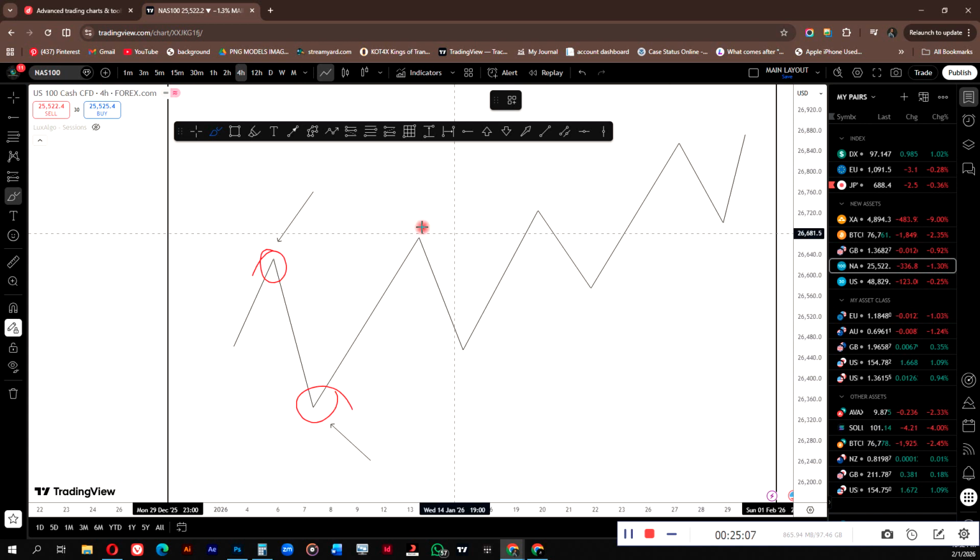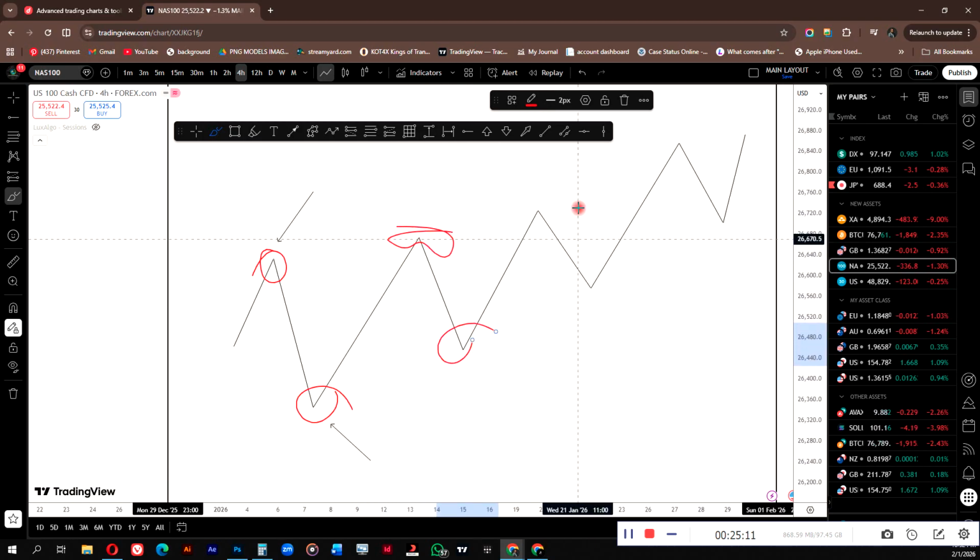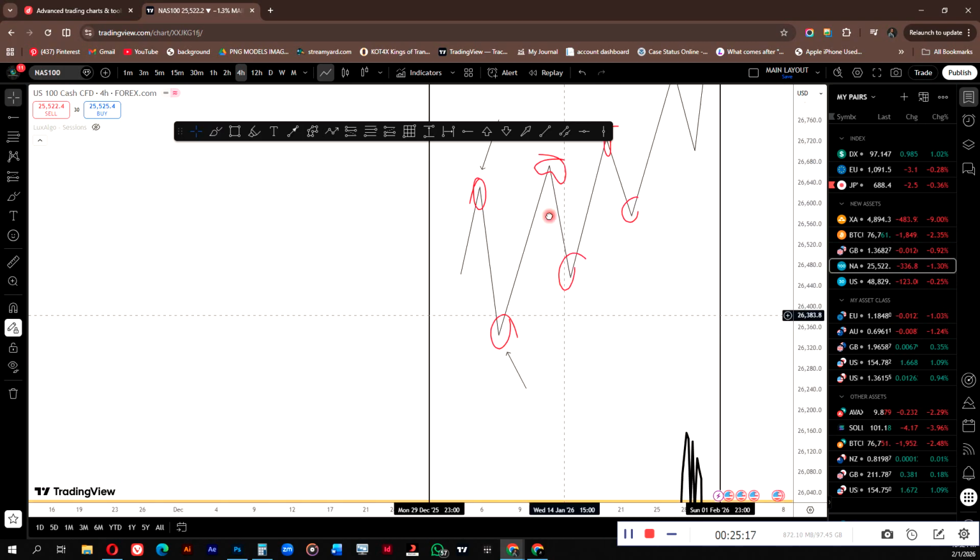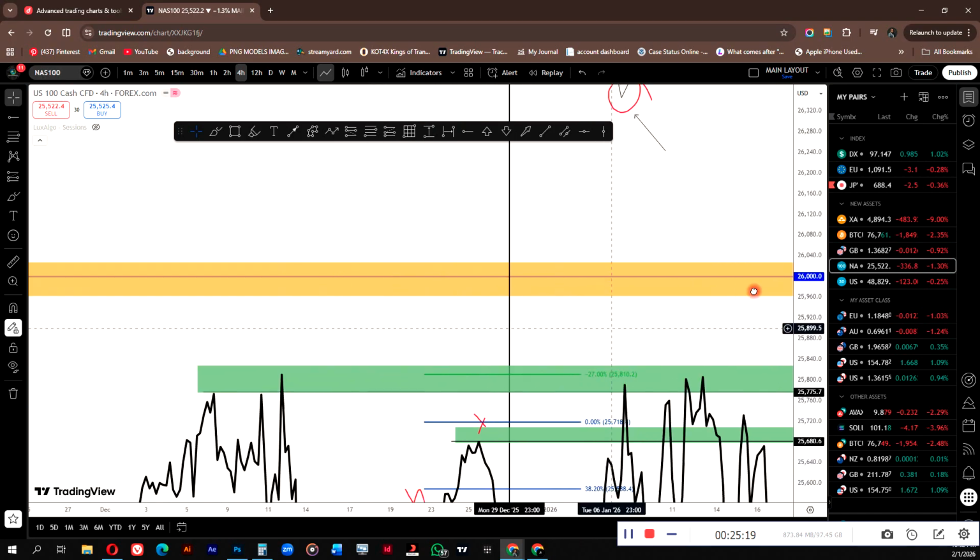So you can see this. This is the roof. Roofs are always resistance. This is the floor. They always support. So when you change to a line chart, I'm expecting that you look for your roofs and your floors, right?